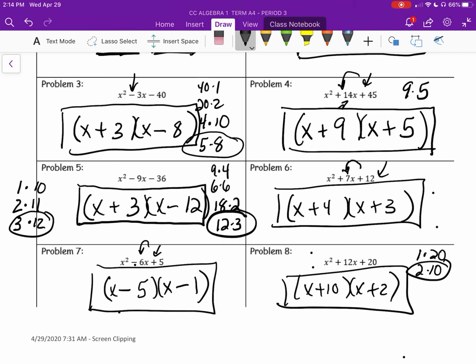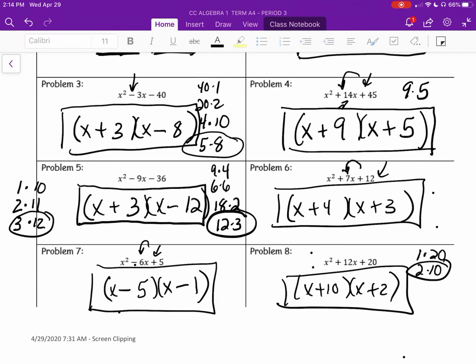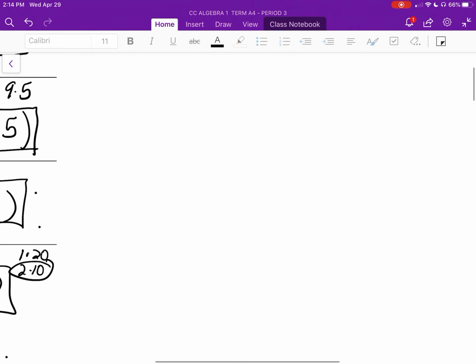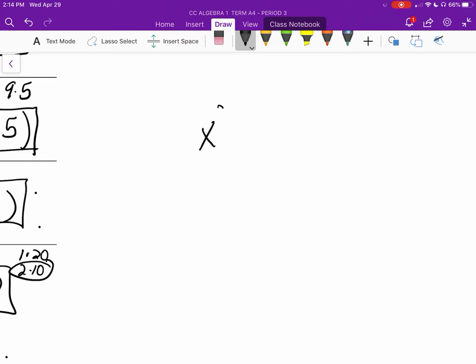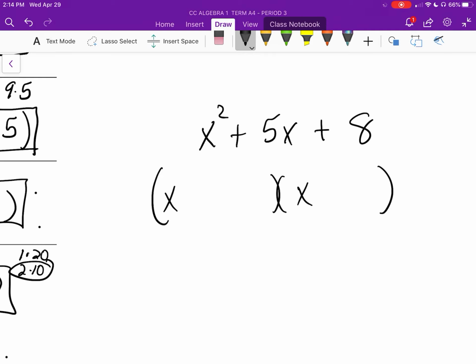So I told you that not everything factors, so I'm going to show you one that doesn't. If I gave you an example like this and I said x squared plus 5x plus 8. Looks pretty friendly, so I'm going to try to factor it. I'm going to look for the factors of 8, which are 4 and 2 and 8 and 1. And they have to add up to 5, because that's the only way it can work.